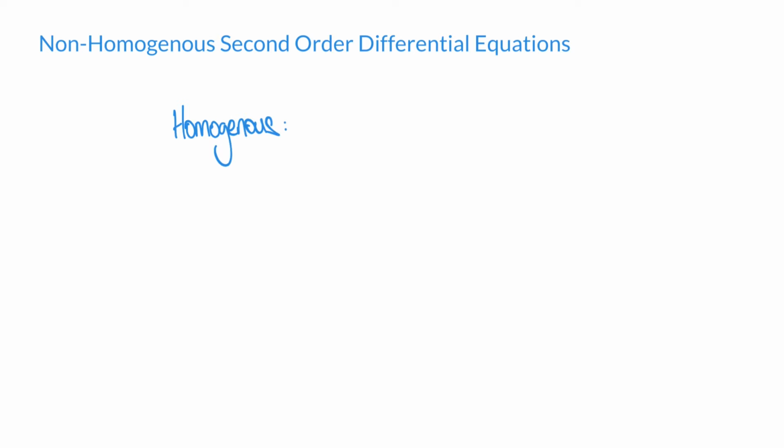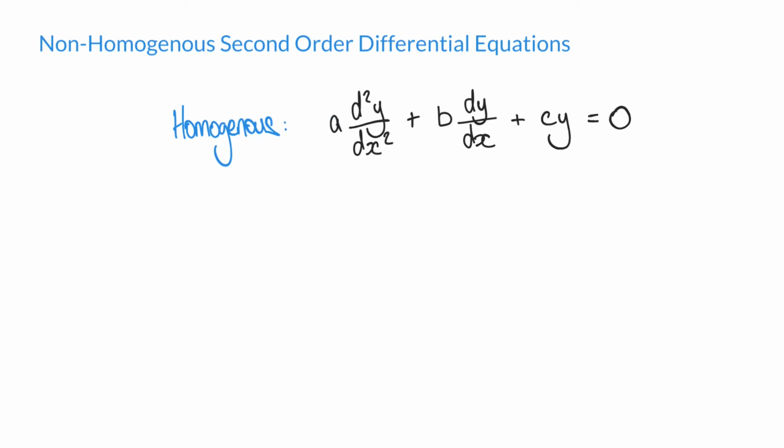These equations are known as homogeneous because we can arrange them in this form here, where we have a second differential term of y with respect to x, a first differential of y with respect to x, and a y term, and arranged like this is equal to 0. This is what's known as a homogeneous second order differential equation.